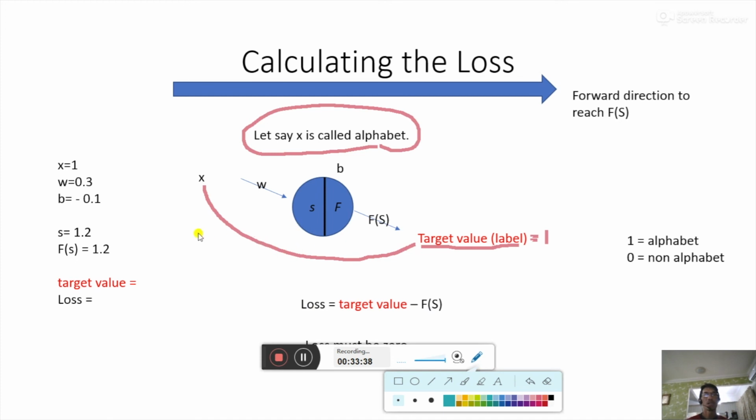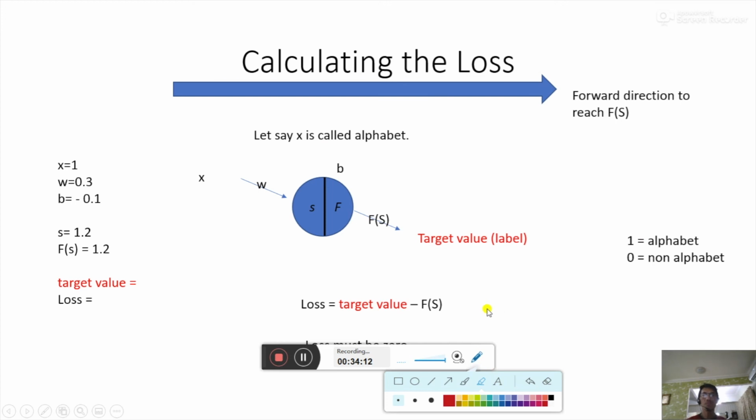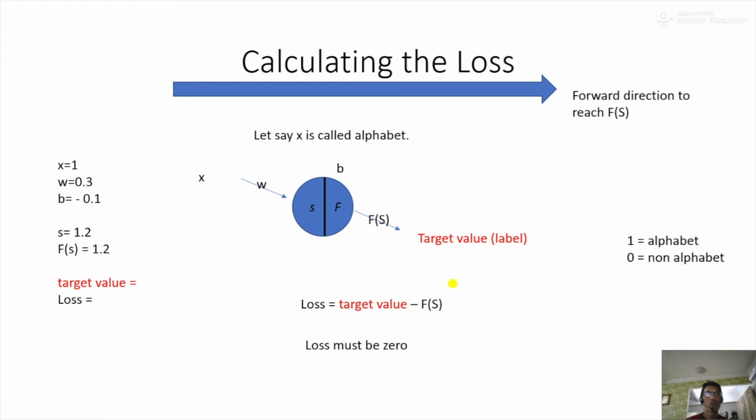Now, let's see. X is labeled as x1. So x is the input. The target value is 1. 1 is considered alphabet, because it is called alphabet. Now, let's say x is 1 and it is 1.2. Okay. So in this case, the loss needs to be 0.